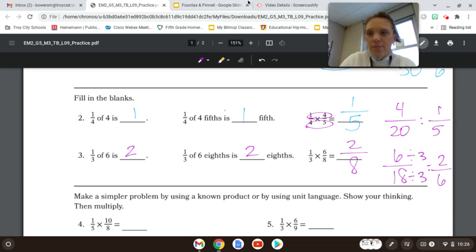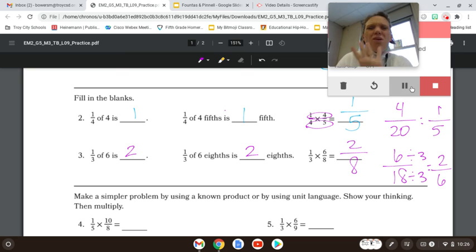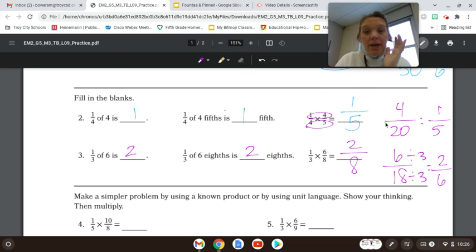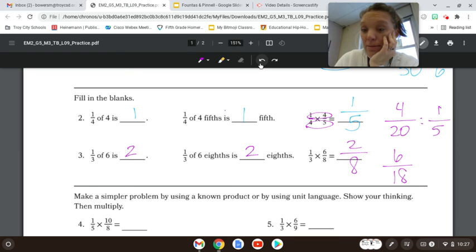Wait, pause. Oh, pause. Hold on. I made another mistake. I'm sorry. Undo. My multiplication was wrong. I'm sorry. 3 times 8 is not 18. 3 times 8 is 24. I'm sorry. Woohoo! So when I do simplify using the greatest common factor, our answer is 2/8.